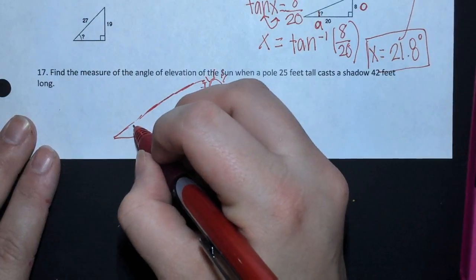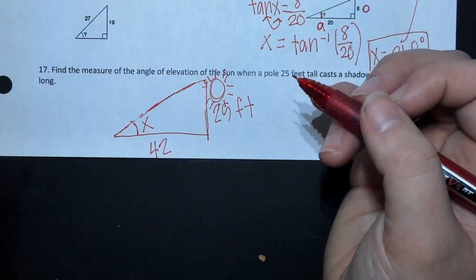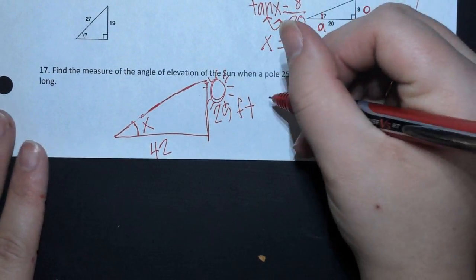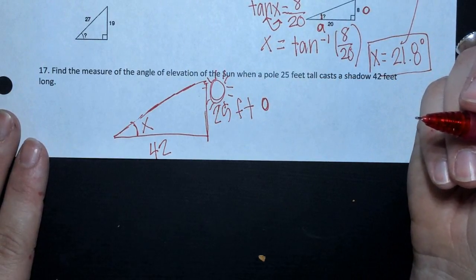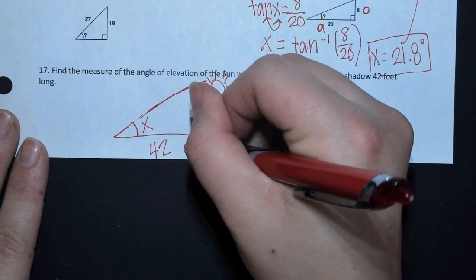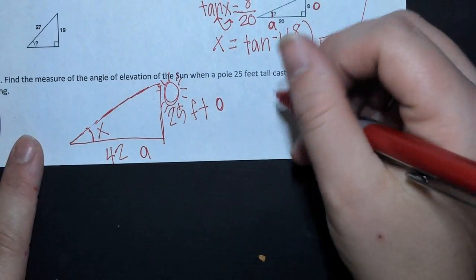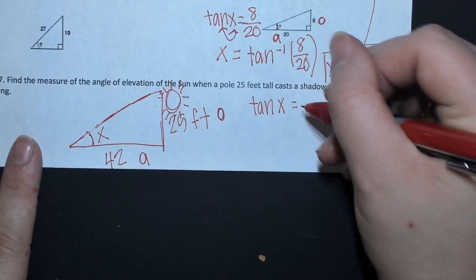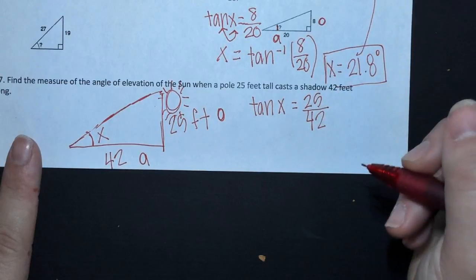And I want to know what this angle is. So this is what I'm finding. Well, 25 is what? O, A, or H? O. 25 is O. What's 42? Adjacent. O and A, which means I have to use tangent. So tangent of x is equal to O over A.